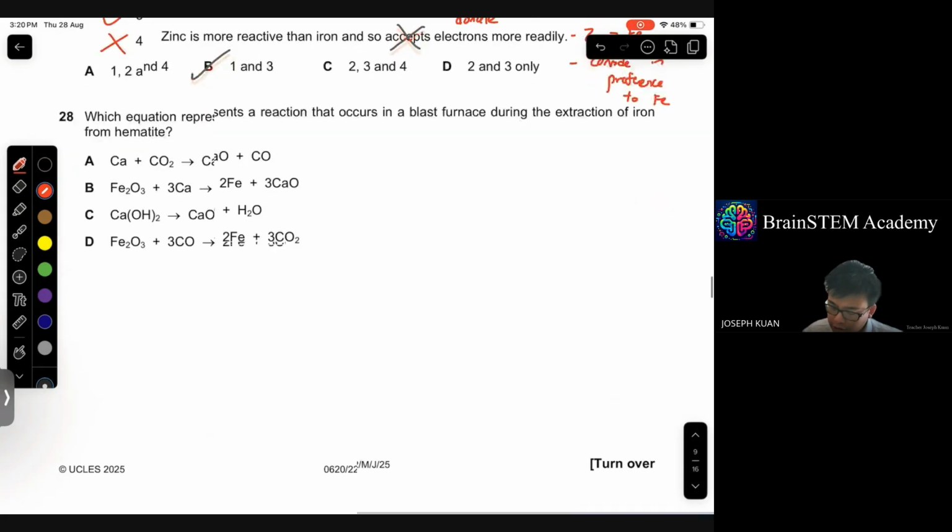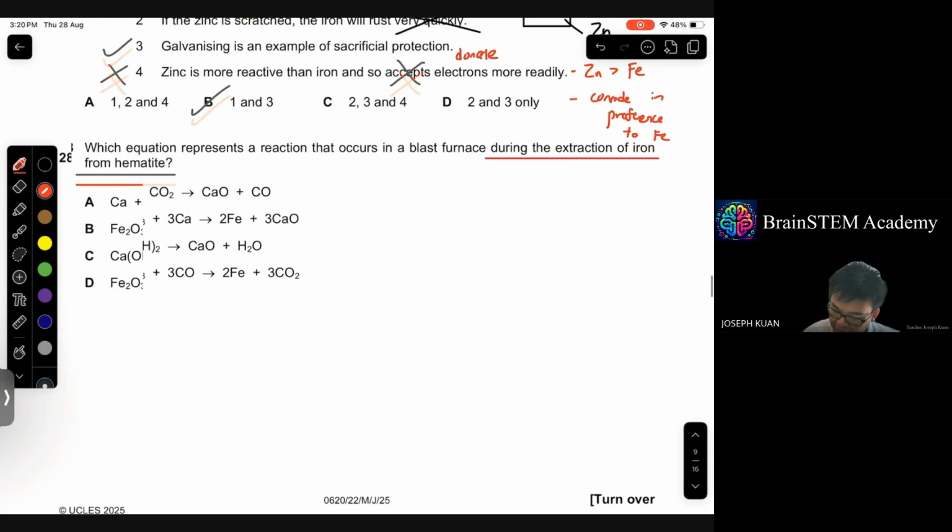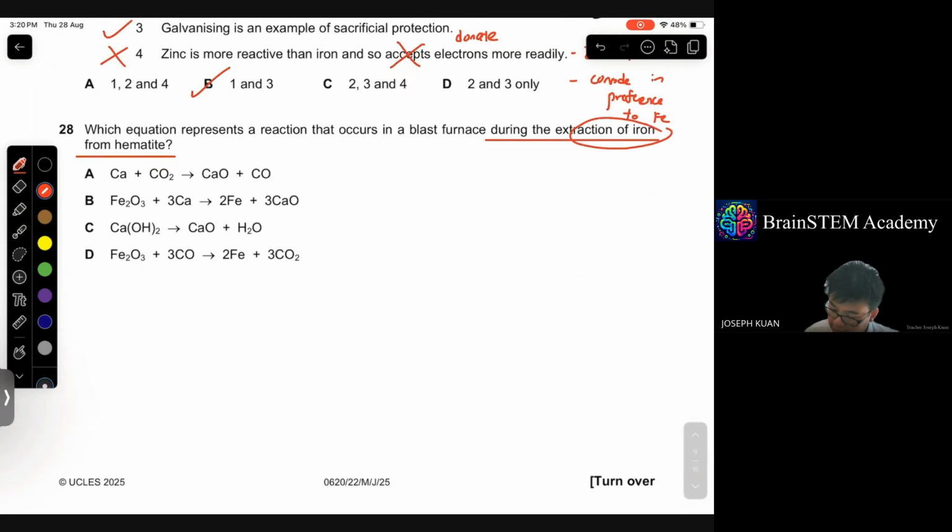Next, which equation represents a reaction that occurs in a blast furnace during the extraction of iron from hematite? Well, there's a total of 5 equations for this process. And the only one that is in the 5 equations is D for Dr. So the whole process goes like this.